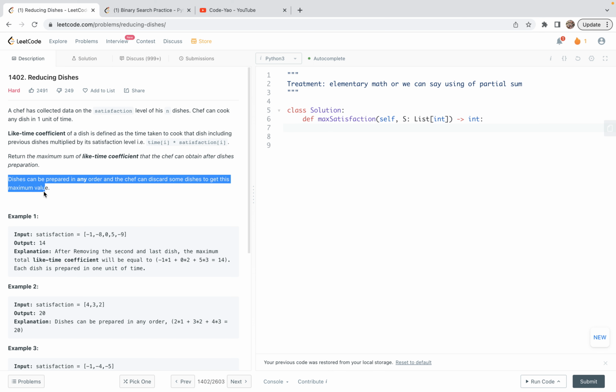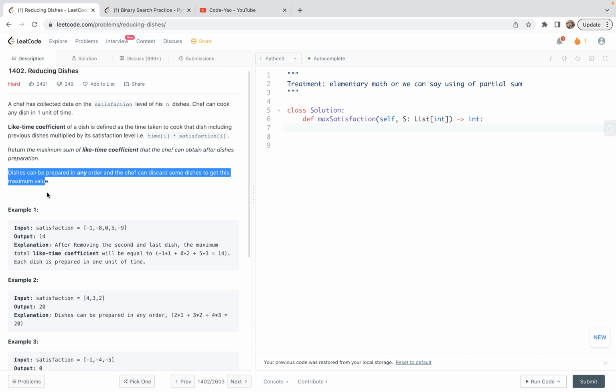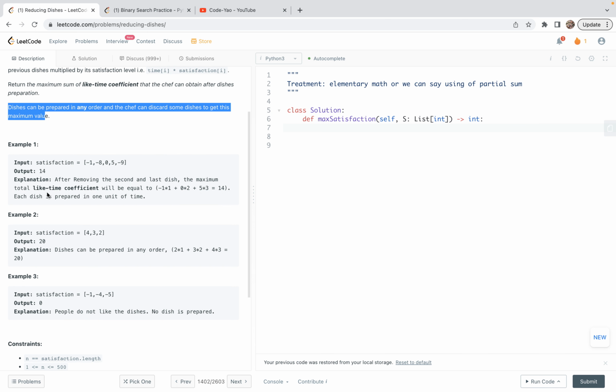Here dishes can be prepared in any order, and the chef can discard some dishes to get the maximum value. Here are 3 examples. Example 2 and example 3 are very straightforward. For example, example 3 contains all negative levels, so we get 0 because we can discard all the dishes to get 0. This is the largest possible.